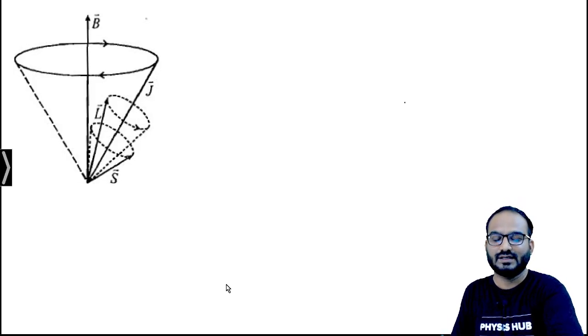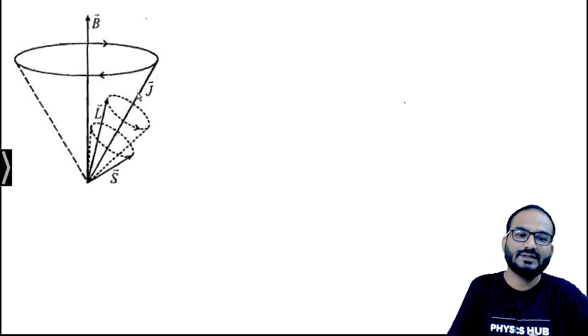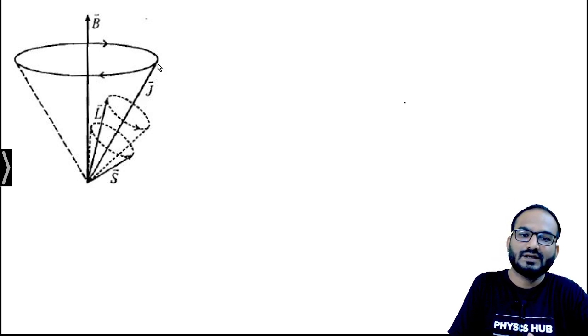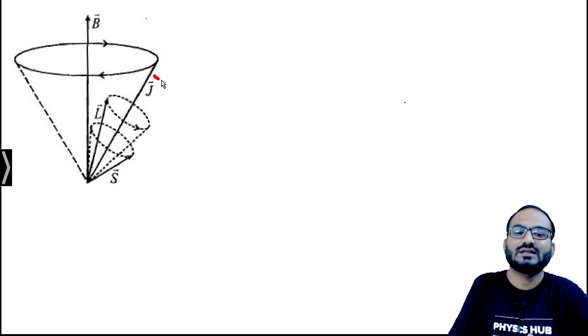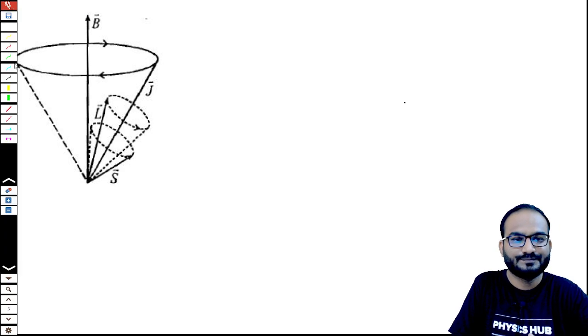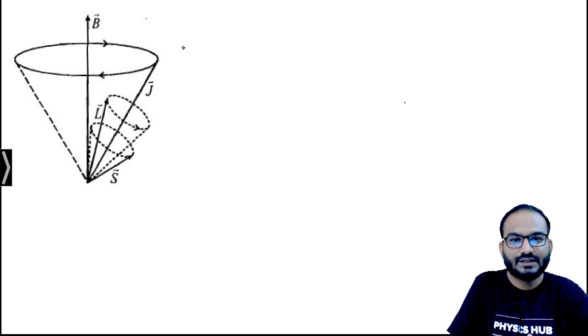Now look at this scenario. Here what has been done? This is not in free space now. An additional external magnetic field has been applied. So what will happen? L and S are precessing about J, and the resultant will additionally start precessing about the direction of the applied magnetic field B. Okay, so let's talk about this.